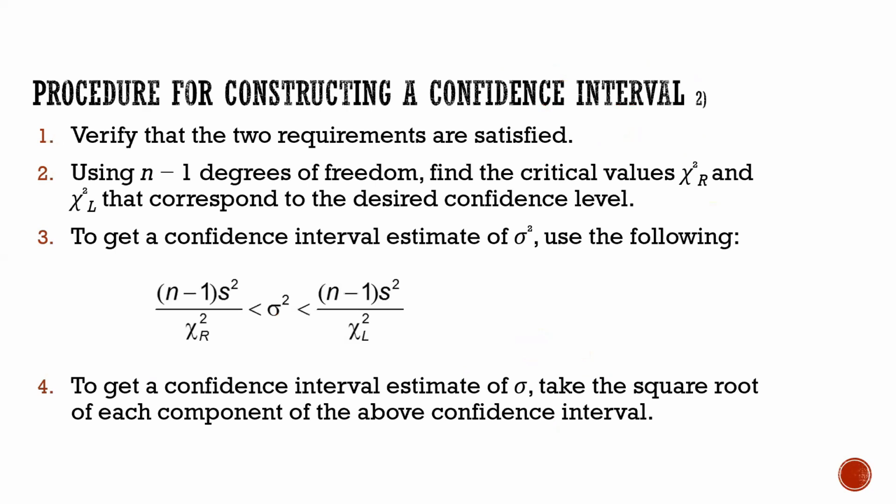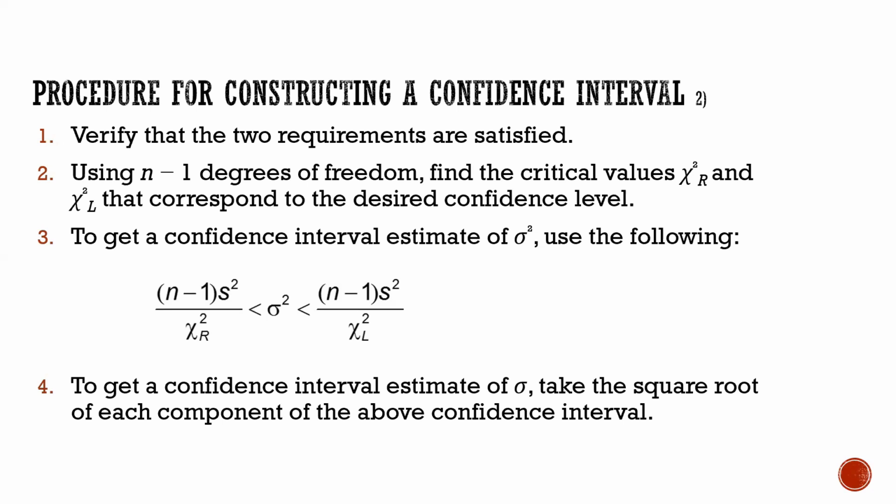So roughly speaking, here's the procedure. Verify the 2 requirements are met. Again, a simple random sample is always a requirement for everything we do in this class. What's the second requirement, Bobby? The original population must be... Nope, that no longer works. Yes, the original population, whatever it is, such as human height, has to be normally distributed.